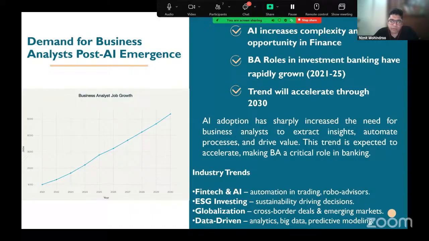If you talk about industry trends, then fintech and AI, automation and trading, robo-advisors, ESG investing, sustainability driving decisions, globalization, cross-border deals in emerging markets, and data-driven analytics, big data, predictive modeling, right? As you can see in the graph, it is going way up from 2021 to 2030. So I think this is the best time for BAs to aspire and aim for, right?